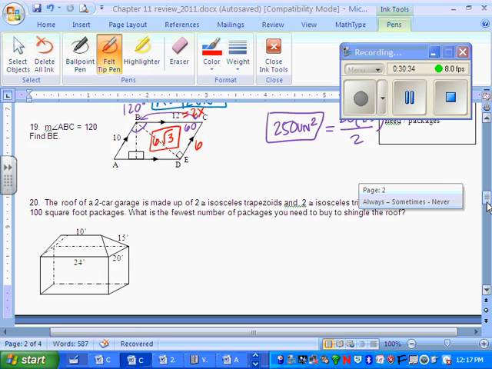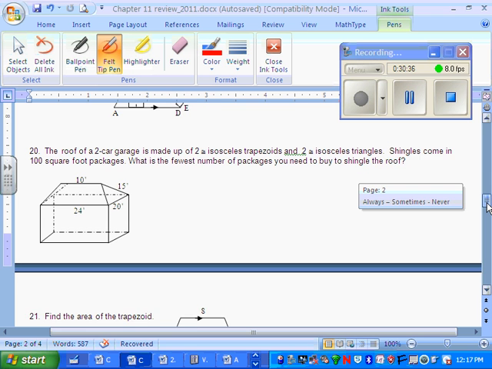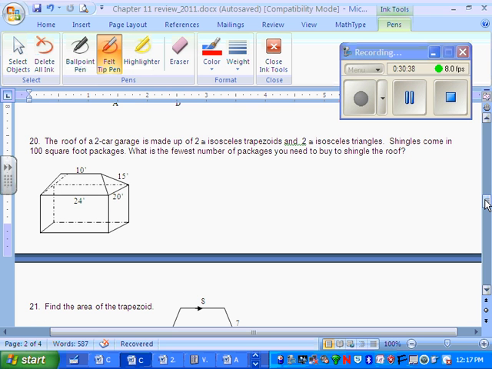Not too shabby. Moving on to number 20, the roof of a two-car garage is made up of two isosceles trapezoids and two congruent isosceles triangles. Okay, so for number 20, I'm going to first take this triangle out, figure out what the height is. If this is isosceles, I can make the height, and this is going to be 10 and 10. Remember the bottom is 20. Base times height divided by 2 is the area formula for a triangle, and there's two of them.